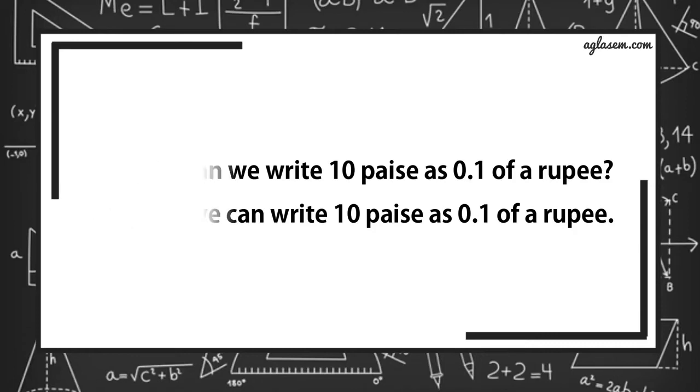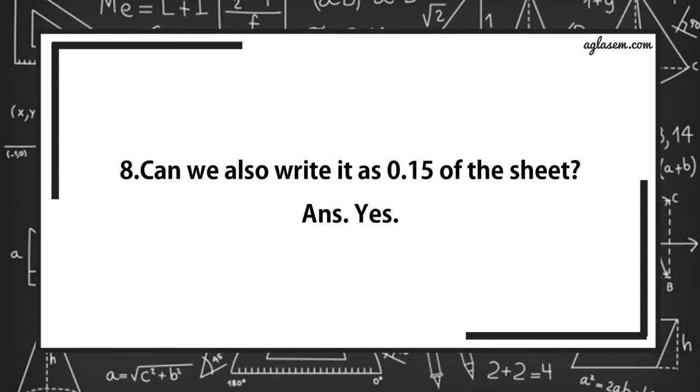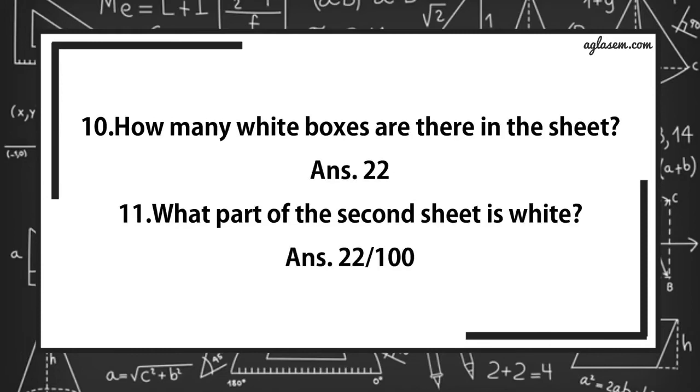Further, seventh part says, how many boxes are red? What part of the sheet is this? Answer is 15 boxes are red. This is 15/100 part. Further, eighth part says, can we also write it as 0.15 of the sheet? Answer is yes. For the 10th part, how many white boxes are there in the sheet? Answer is 22. 11th, what part of the second sheet is white? Answer is 22/100.